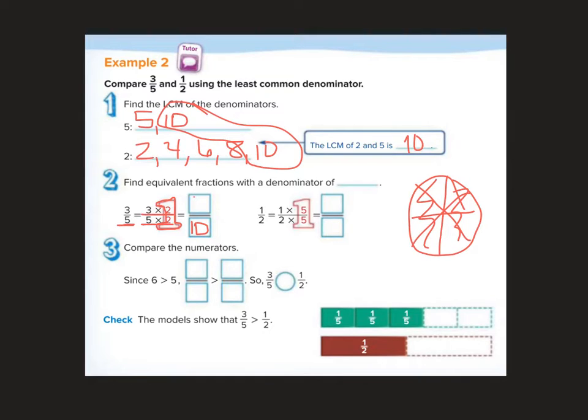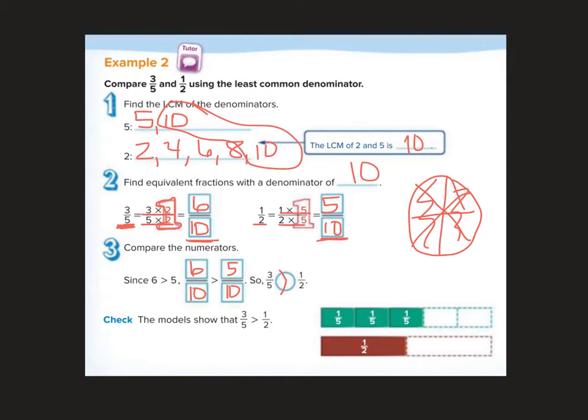So 3 times 2 is going to get me 6. I'm coming back over here. 2, I have to multiply 2 by 5 to get to 10. Do the same to the numerator. 1 times 5 is 5. Okay, so I have 6/10 and 5/10. We know that 6/10 is bigger than 5/10. So if I go back to the original fractions, 6/10 is equivalent to 3/5, and I know that 6/10 was the bigger one.